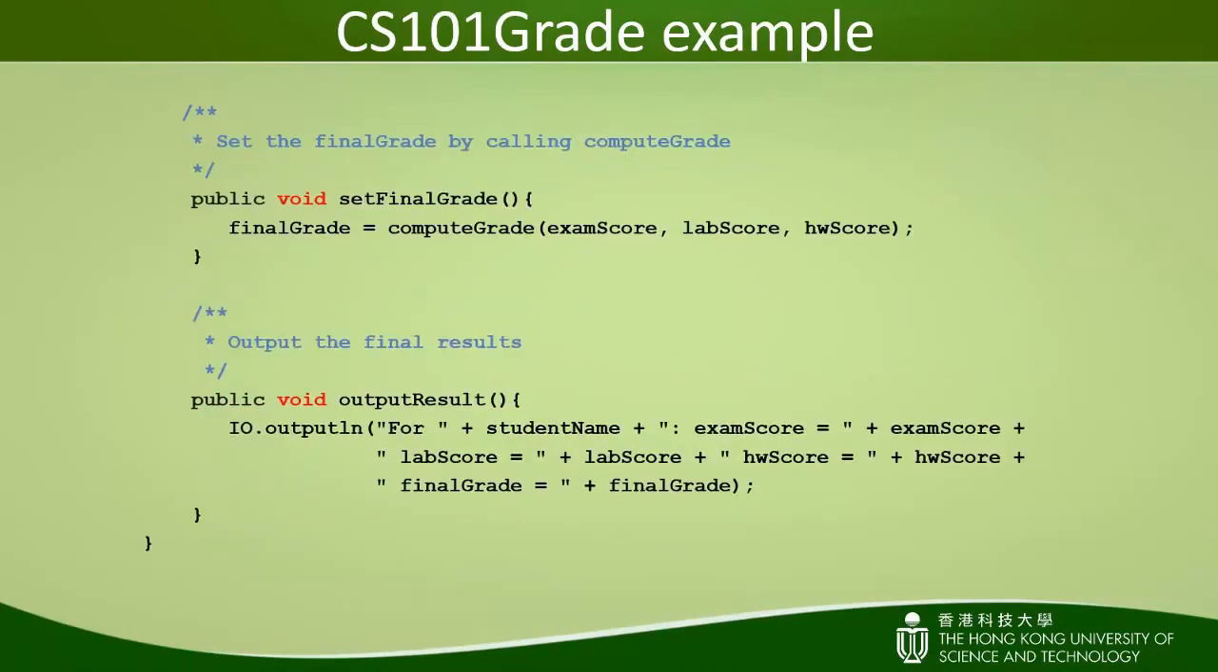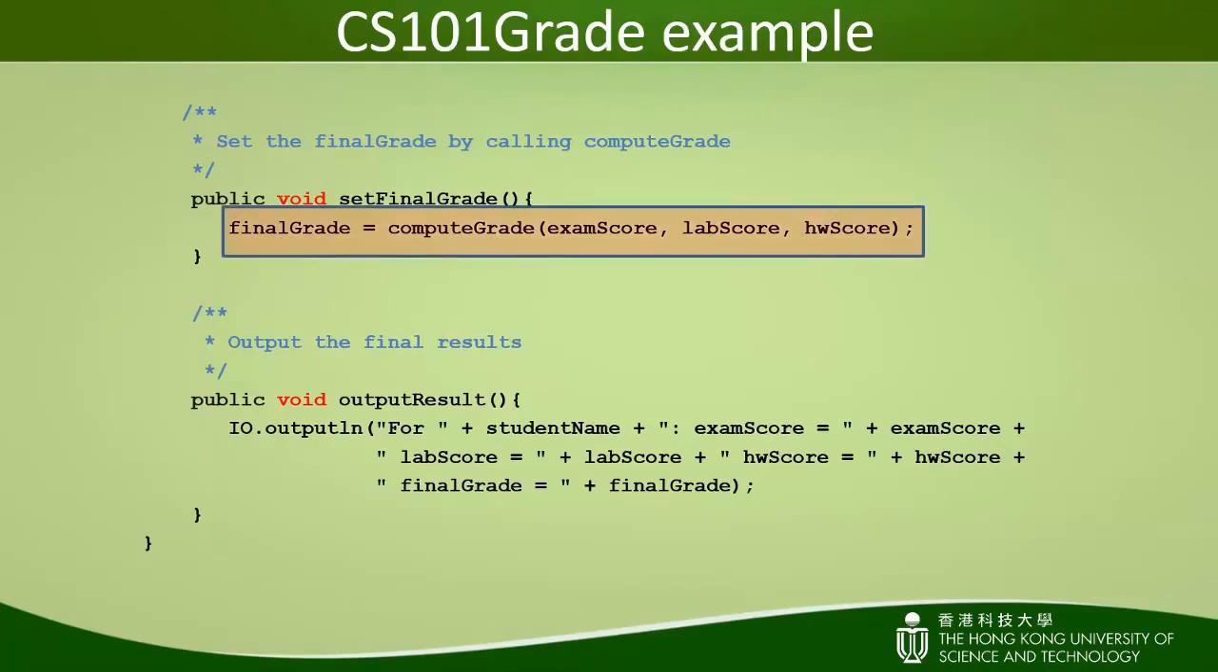Set final grade. It calls the method compute grade that we defined earlier to set the value for the instance variable final grade. And the method output results simply outputs the results of all the scores and the final grade computed. Let's now take a more careful look at what would happen when the method compute grade is called in the method set final grade, using the instance variables exam score, lab score, homework score as the arguments.